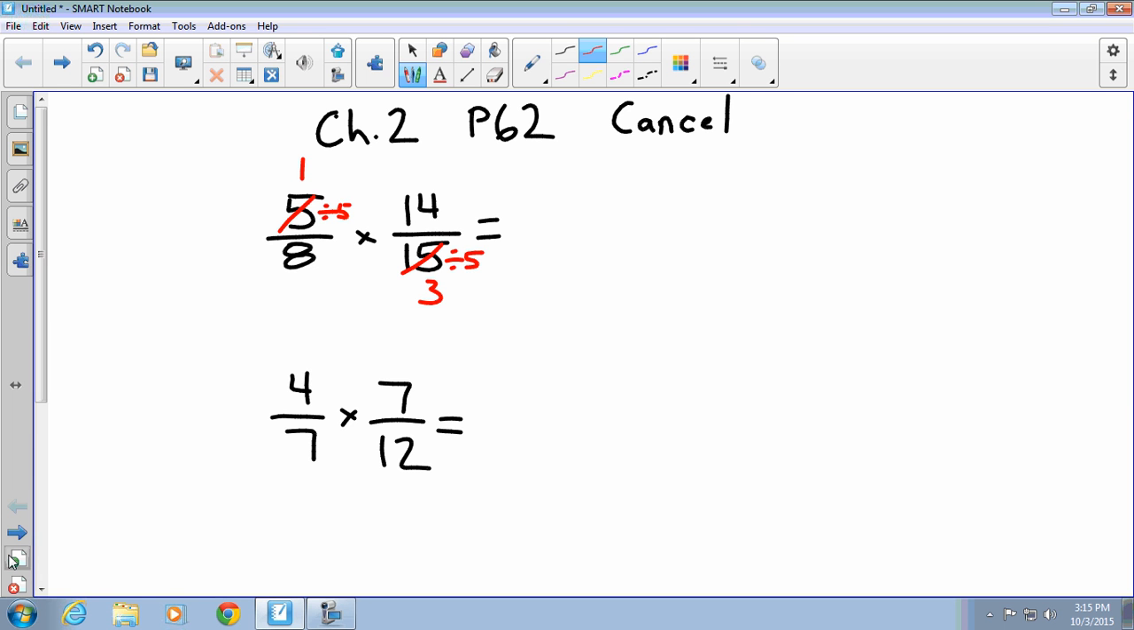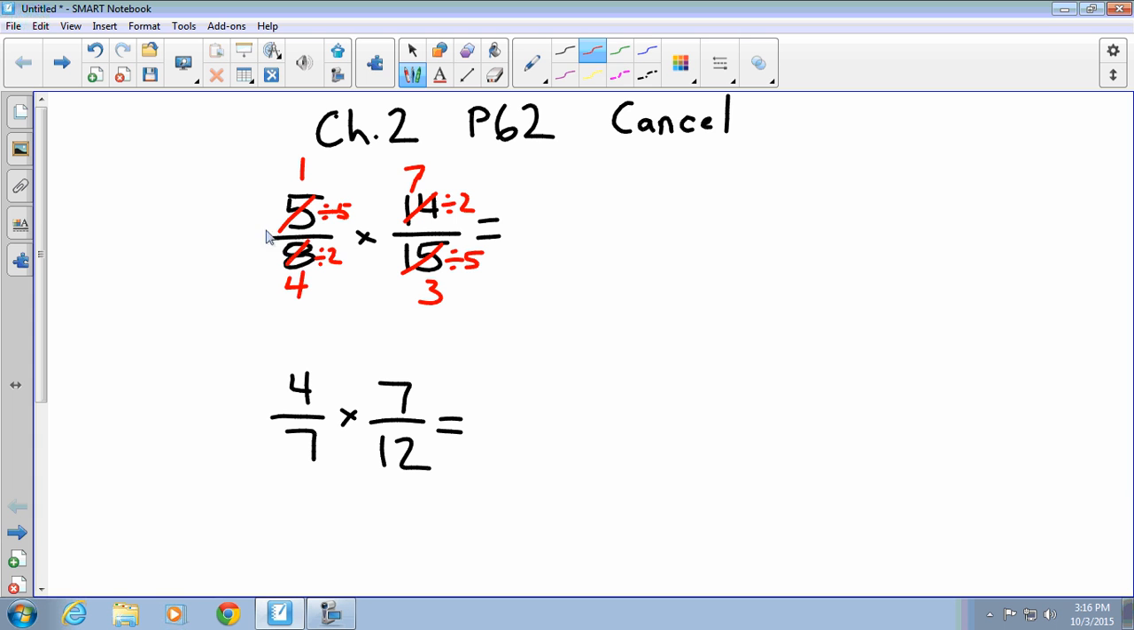We can also cancel the other diagonal. We have 8 and 14. 8 and 14 are both even. So we could take 8, divide it by 2, and get 4. Take 14, divide it by 2, and get 7.